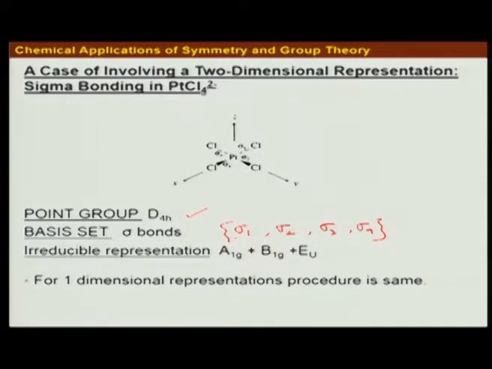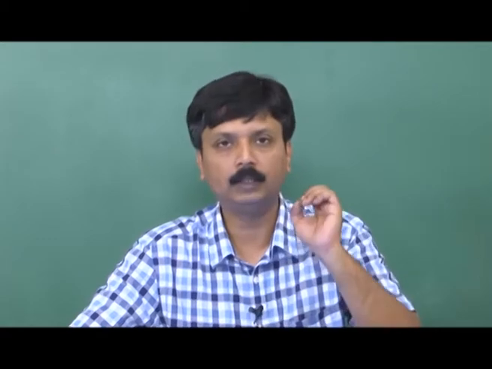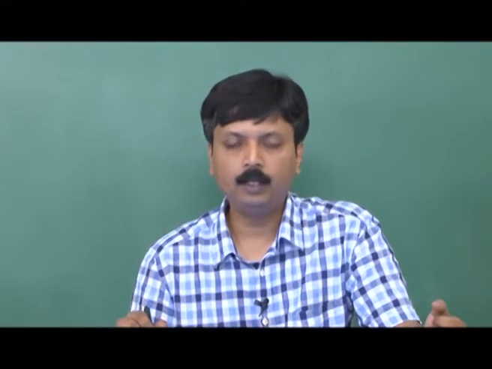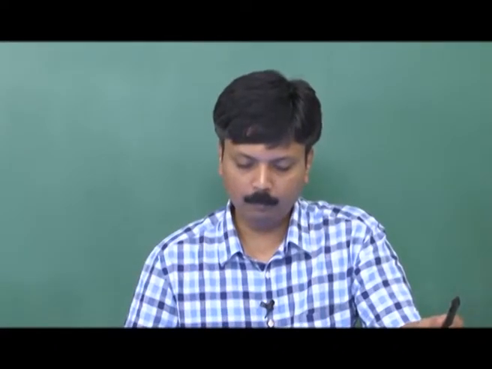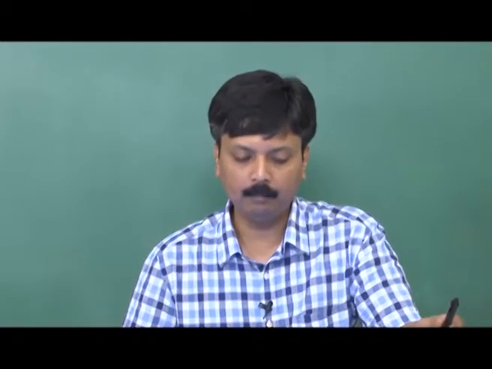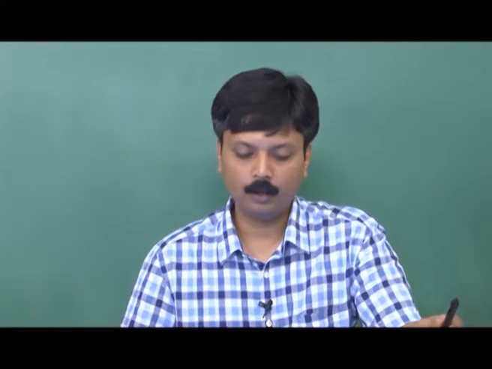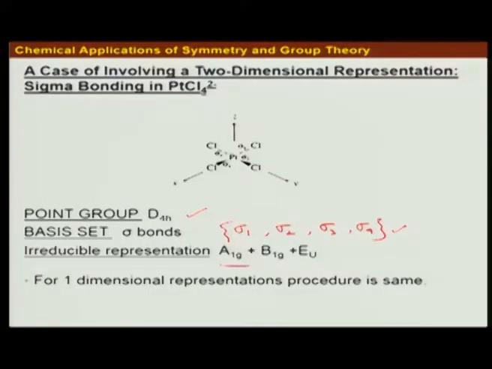Using this basis set we have to form a representation. That representation most likely is going to be reducible, because we are using these 4 basis functions. Once you get this representation, you consult the character table for the point group D4h, which is given here. Utilizing the formula that we use to reduce a reducible representation into the irreducible ones, you get the irreducible representations. If you do that, you will find that the reducible representation that you form out of this basis set will give you A1g, B1g and Eu as the irreducible representations.